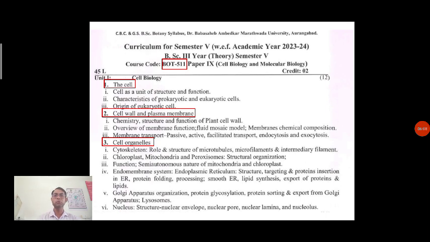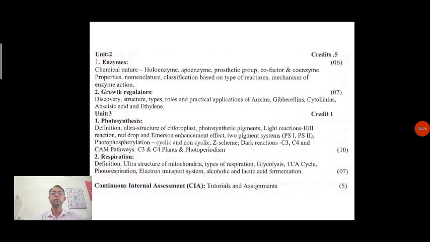Now inside this particular cell there is a presence of different types of organelles. These organelles are to be discussed in this third part of unit number 1. So unit number 1 is totally related to the cell and the organelles of the cell. Now unit number 2 includes enzymes and growth regulators.